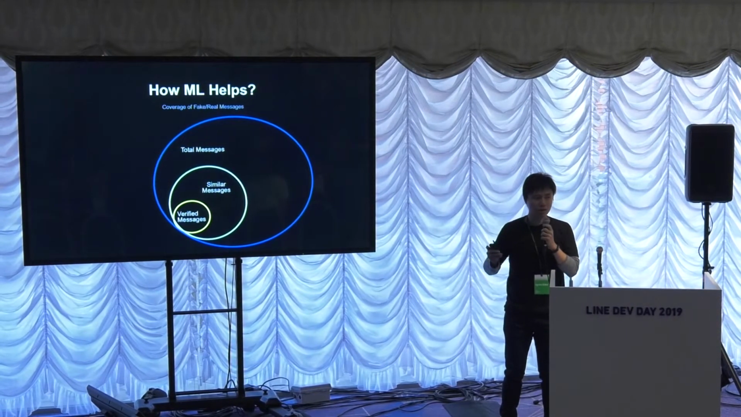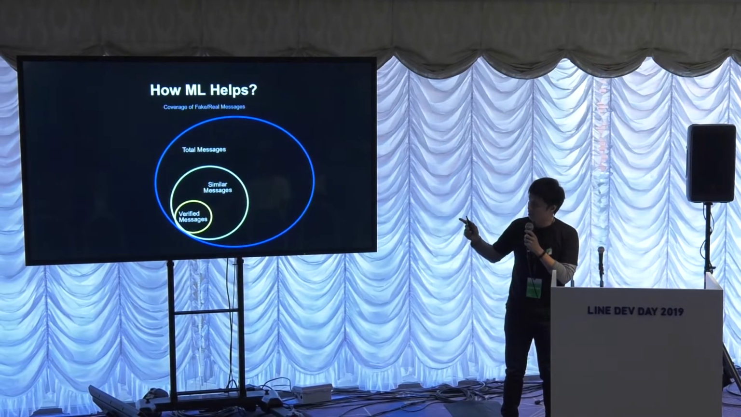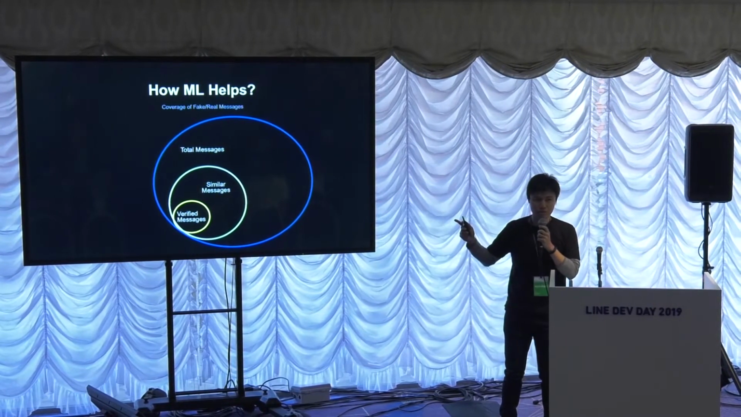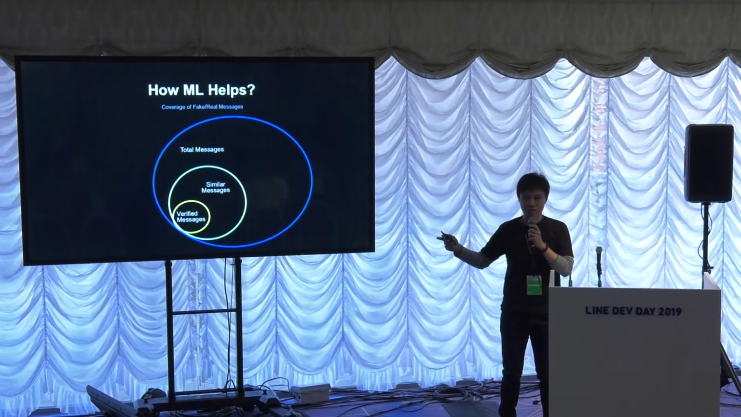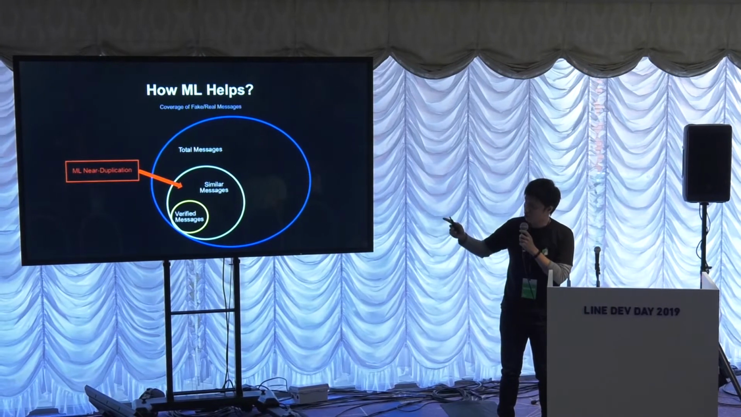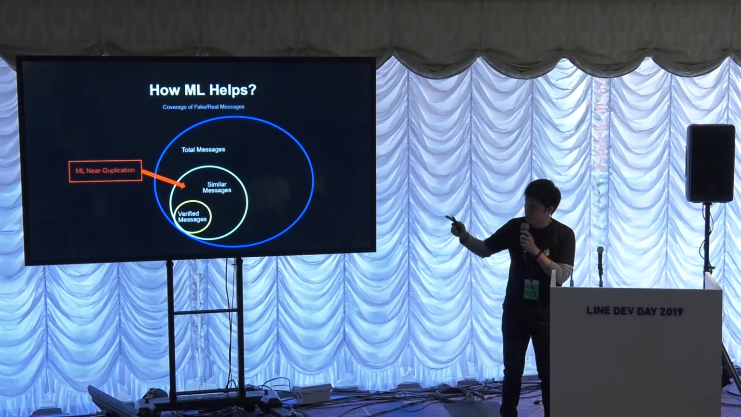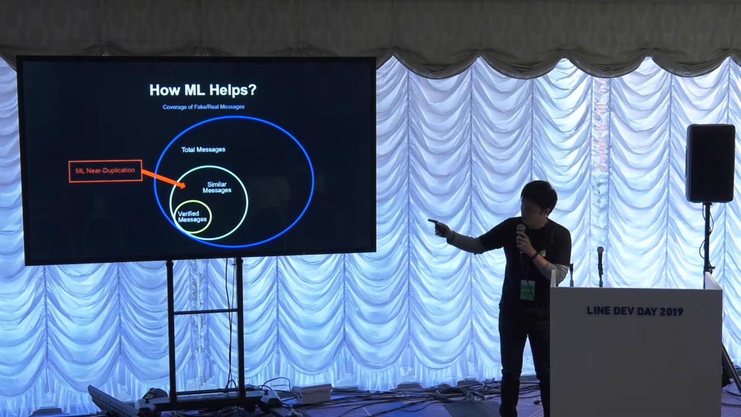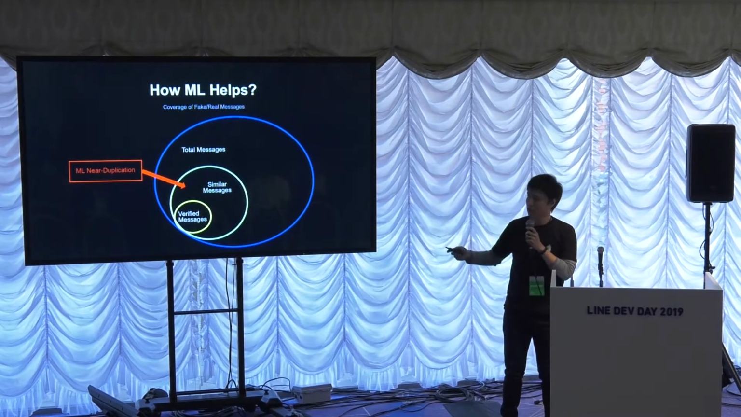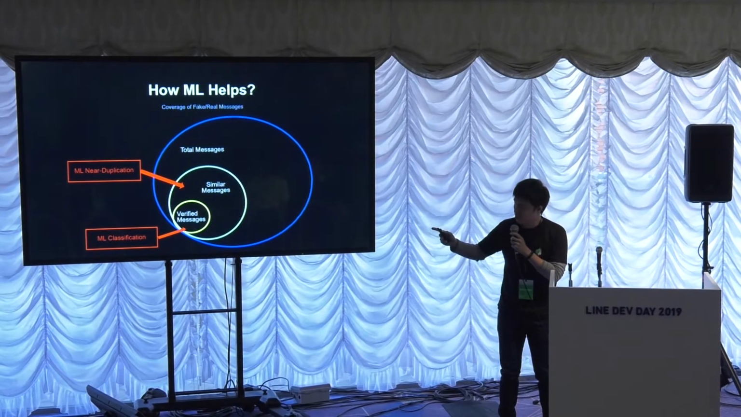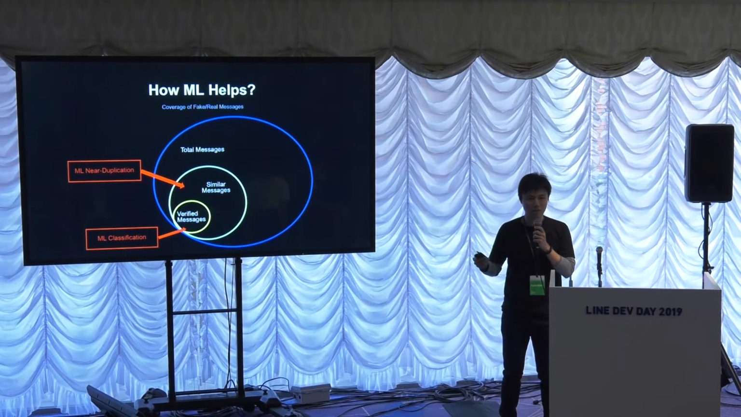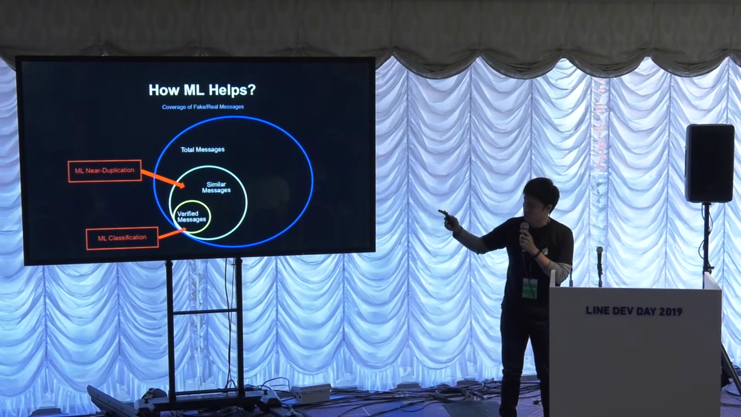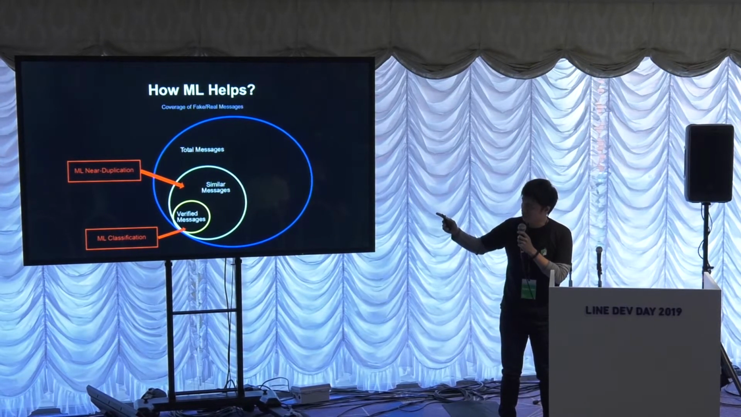From a message coverage point of view, there are almost unlimited fake messages around the world, which is the dark blue circle of total messages. And unfortunately, the verified messages in the yellow circle only contribute a very small portion. So here we use the machine learning-backed near-duplication service. We can expand the coverage from the verified messages to similar messages. And then we use the classification service, which can speed up the expansion of verified messages, since the human effort has been reduced. And therefore, it can also speed up the coverage of similar messages.